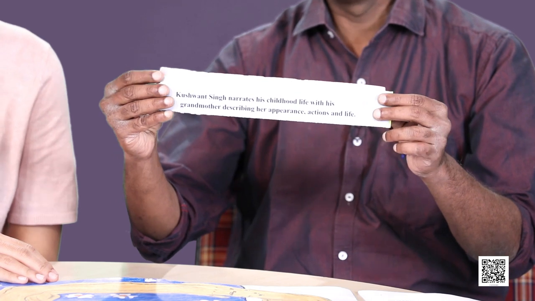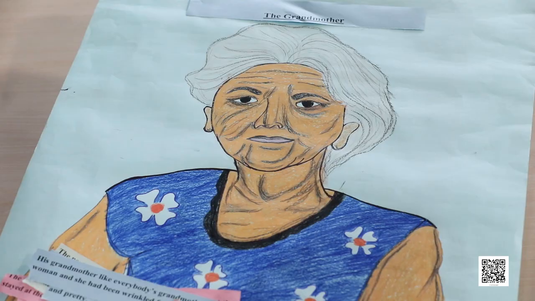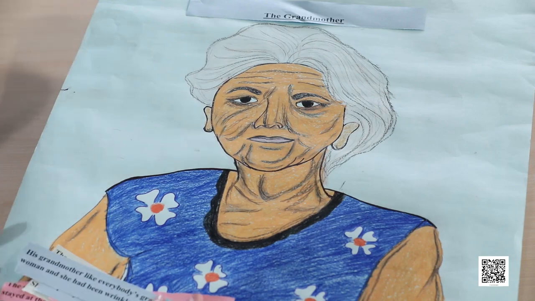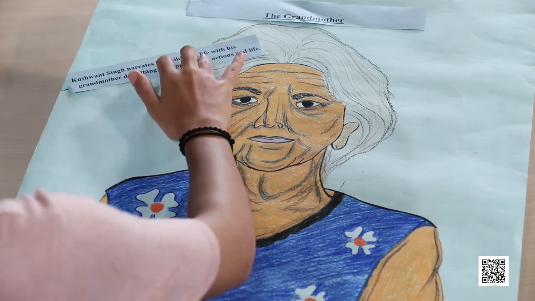So learners, here are some strips which describe and depict the portrait of the grandmother. You will have to pick up and arrange them. Learners, Yukta is now arranging the strips to describe the grandmother. It's a task for you, learners. Understand that this is shuffled, you have to pick up. So, I will arrange them as the description of the grandmother. Let's see. This one goes first, I think.